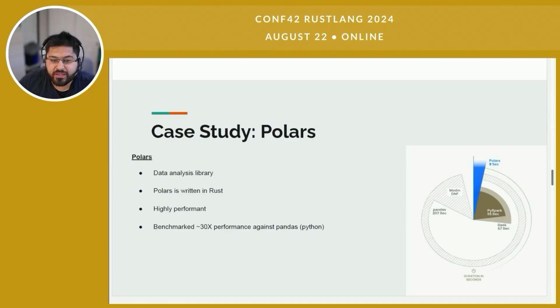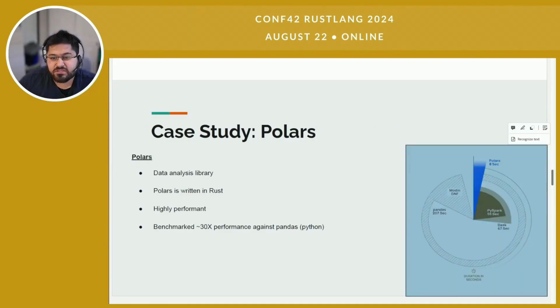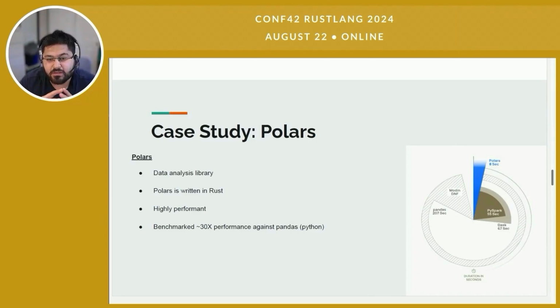Let's talk about the case study Polars. This case study is basically to show how a data analysis library, Polars, is better than some of the competitors like Pandas or Modin. Polars is written in Rust. It's highly performant and has been benchmarked at around 30x performance against Pandas, which is written in Python.